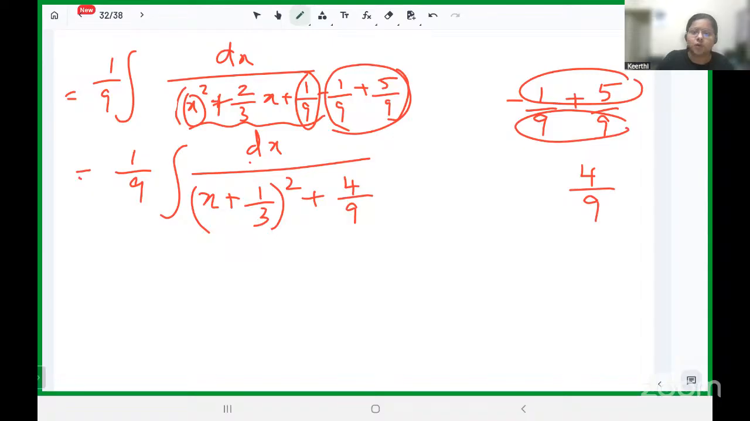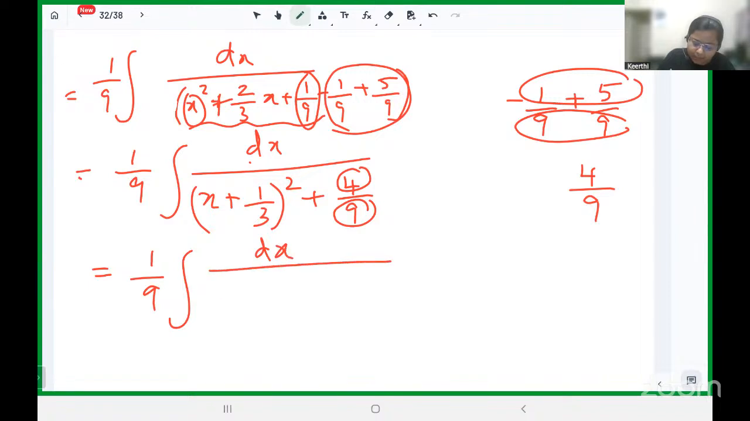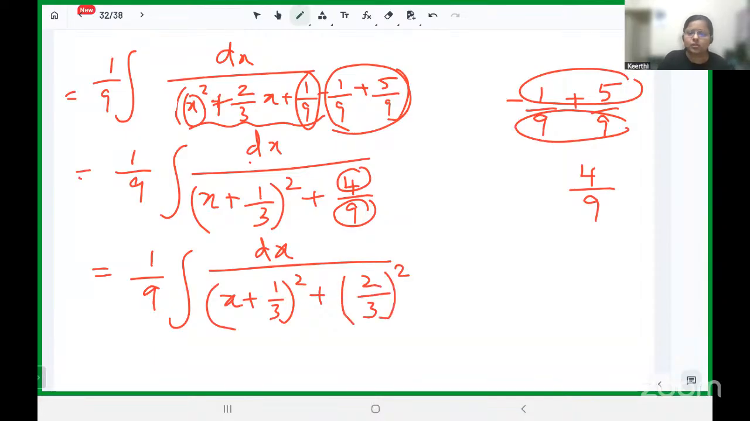Now can you write this 4 by 9 as 2 by 3 the whole square? 2 square is 4 and 3 square is 9. So we can write 2 by 3 the whole square. So this is equal to 1 by 9 integral dx by x plus 1 by 3 the whole square plus 2 by 3 the whole square.